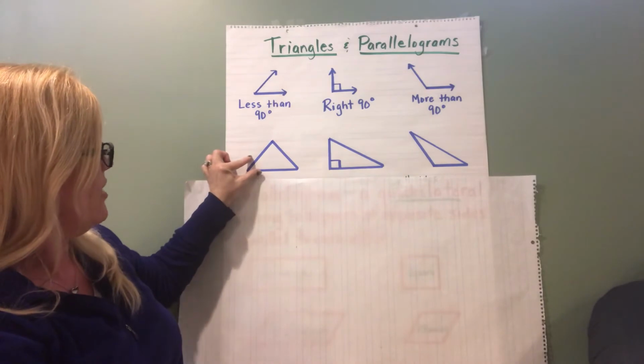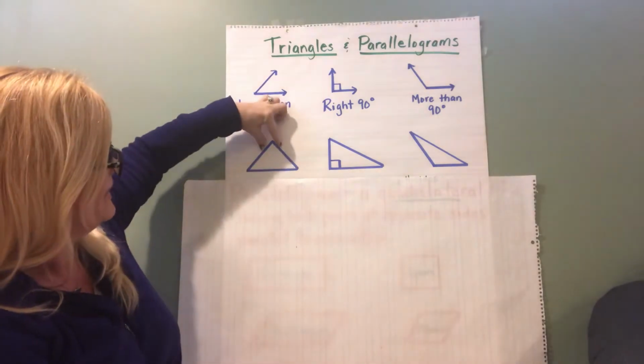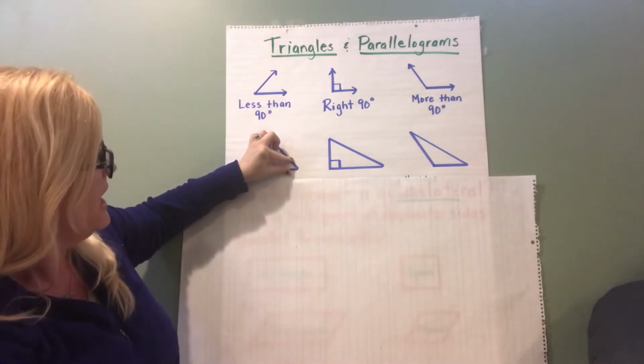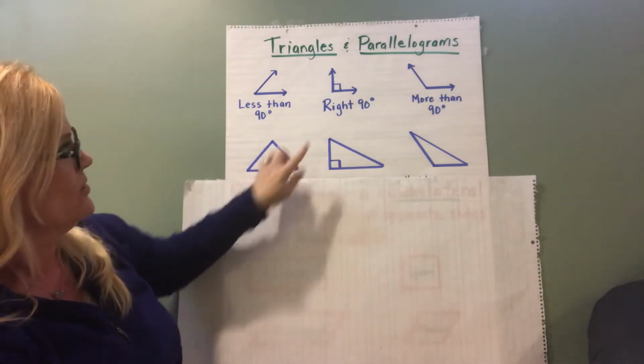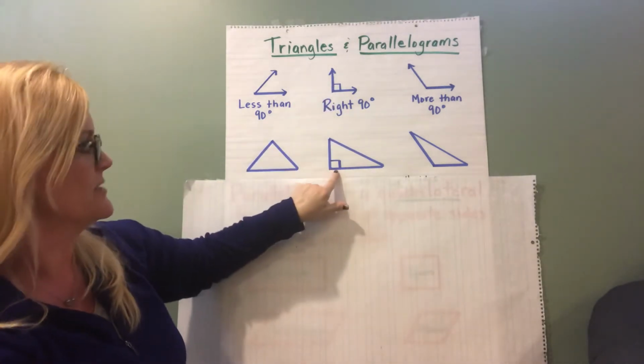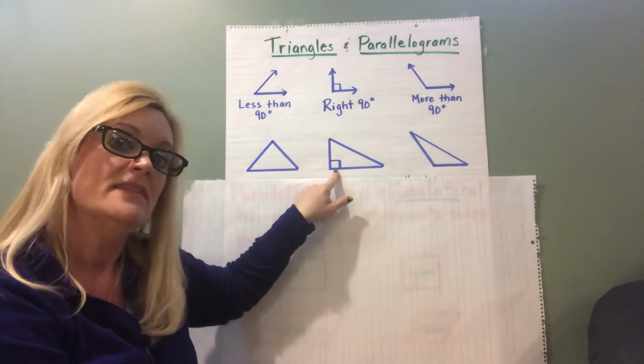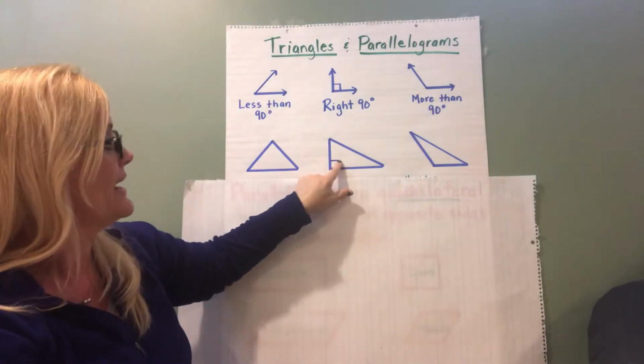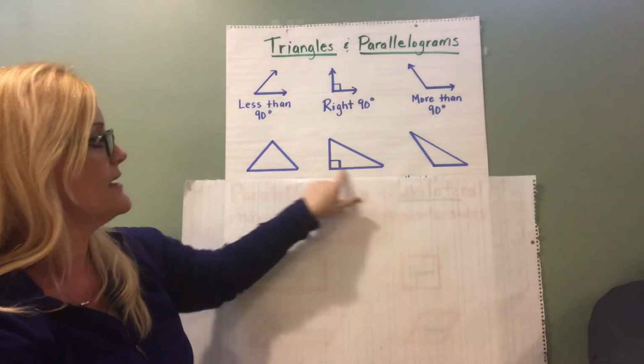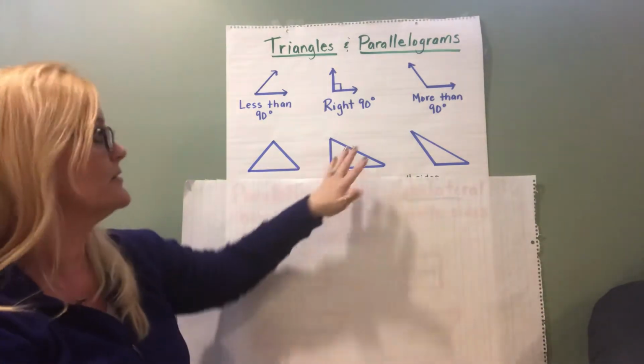So you can see all of these angles, and you might have to turn your paper sometimes, are less than 90. Okay, this triangle has, and sometimes you might even see the little symbol that means 90 degrees, that right in the corner. So this, we would call a right triangle.